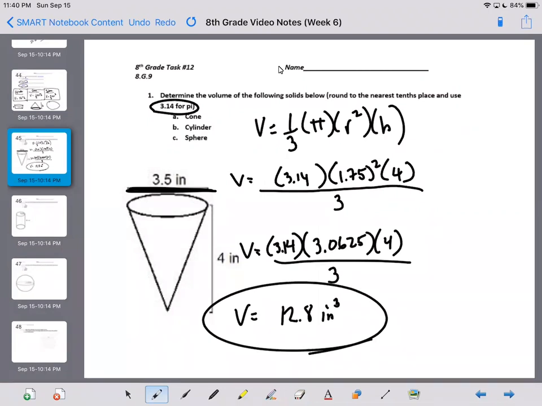Well, you can also just do an estimate here. You could see, well, that's about 3, and that's about 3. So that's 3 times 3 is 9. 9 times 4 is 36, and 1/3 of 36 is going to be 12. So we know that our estimate would be pretty close.